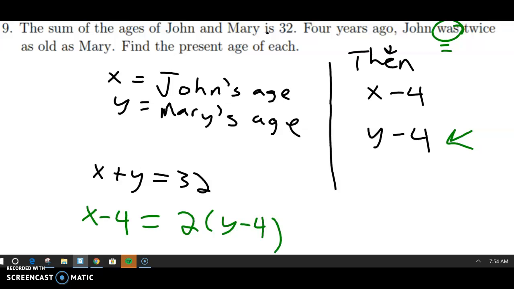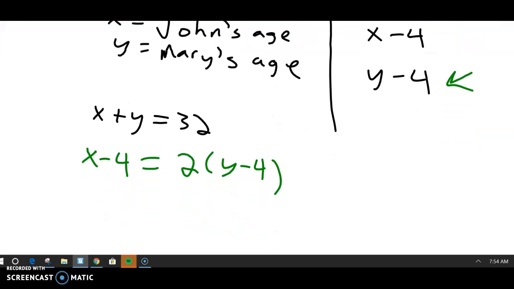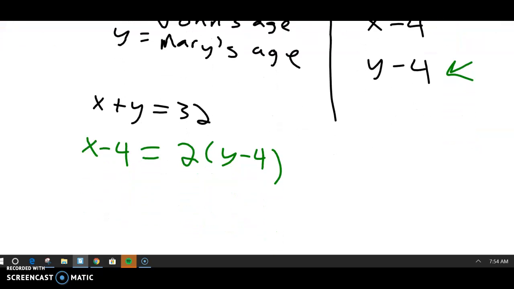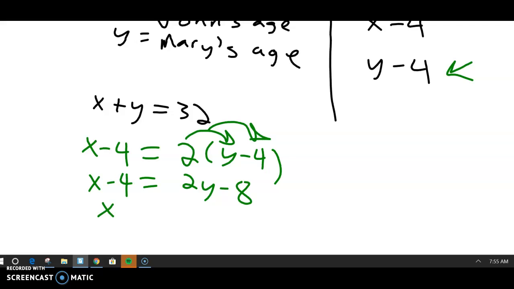All right. Now we have two equations. X plus Y equals 32 and X minus 4 equals 2 times Y minus 4. At this point, we get to choose how we want to solve it. I'm going to start by simplifying my green equation here. We distribute, we get 2Y minus 8. Here we have X minus 4, so X is equal to 2Y minus 4.